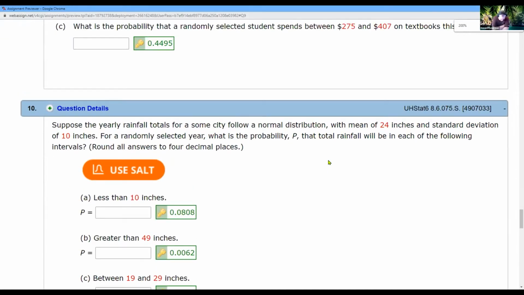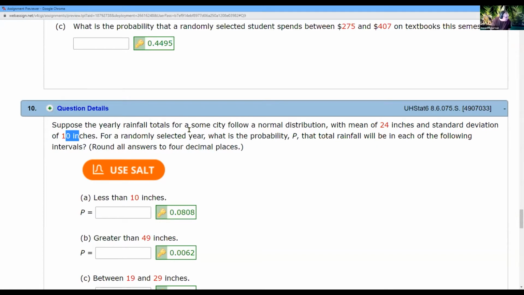So this one is what I called applications yesterday. So basically we're just going to get a story. And then in this story, they're going to ask you to find, if you chose one day at random, or if you want to phrase it differently, what percentage of the days would be less than or more than something. So suppose the yearly rainfall totals for some city follow a normal distribution, which is nice. The mean is 24 and the standard deviation is 10. So I'll just write that down because I'll forget.